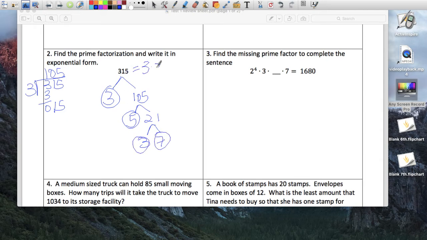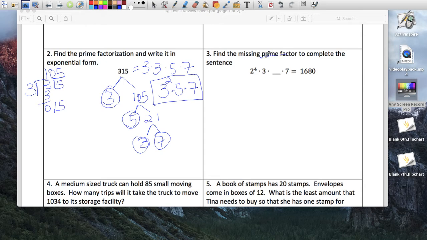Let's put this in order. It's 3 times another 3 times a 5 times a 7. Please don't leave it like that, because it's asking you to write in exponential form. So it's going to be 3 to the second power times 5 times 7. Final answer.